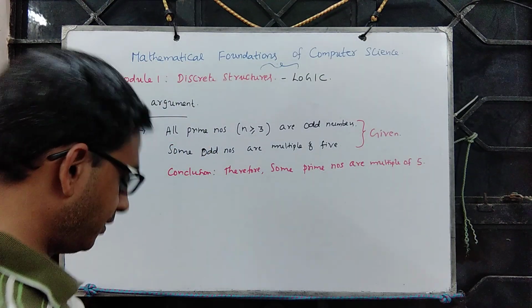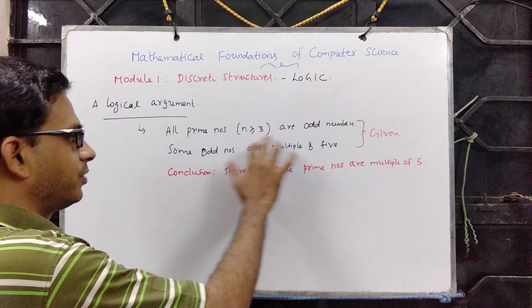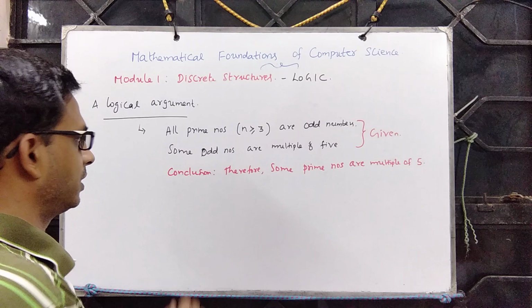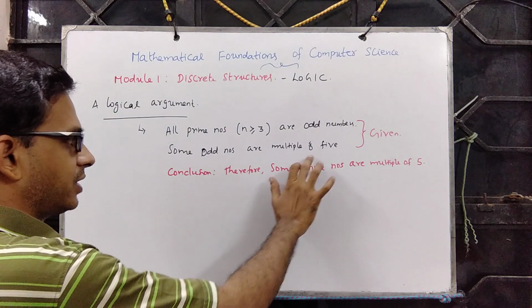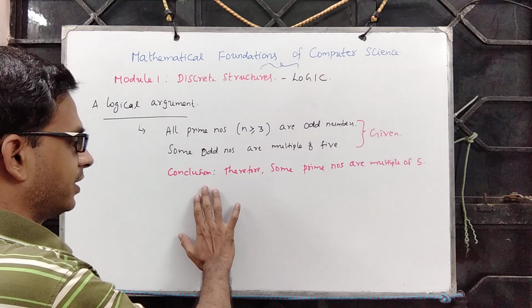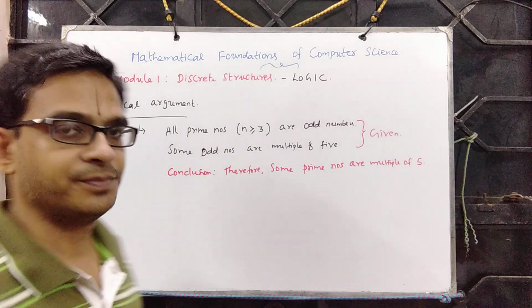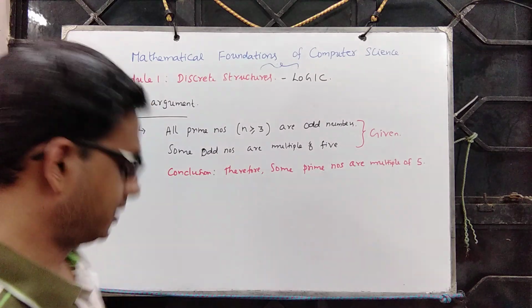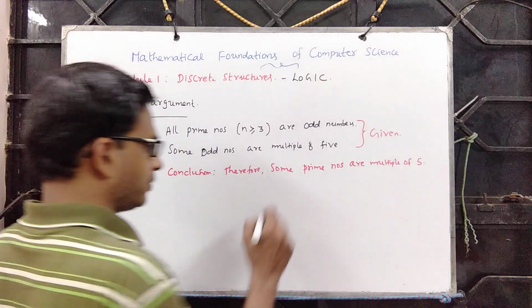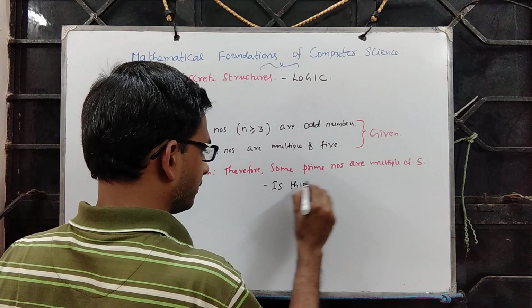From this we wish to conclude this. So all prime numbers n greater than or equal to 3 are odd numbers. Some odd numbers are multiple of 5. Therefore some prime numbers are multiple of 5. Okay. This argument is given to us, so we want to know, is this argument true?